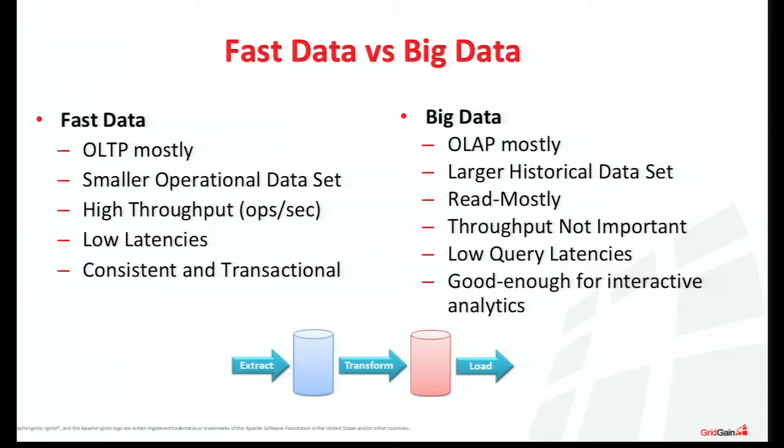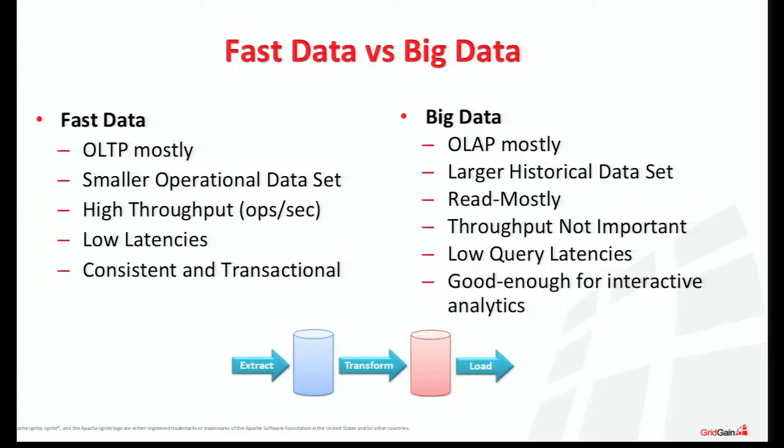We don't really update historical data sets. Throughput is not important, surprisingly. Still, low latency is important, but throughput is not really important because we don't bombard our big data systems with thousands, if not millions, of concurrent users. It's not happening. It's typically very different use cases. And performance is typically good enough for interactive analytics.